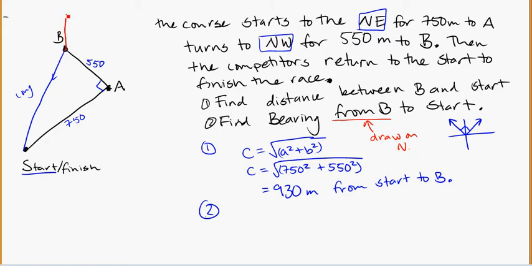So we're going to draw a line straight up, and that's our north, and again we're drawing it at B because that's where we're starting. And we've got to measure the bearing. Remember, that's from the north, so from the north all the way around to where it would hit the line to head back to the start. That's the bearing that we're looking for. So how do we go about solving this?